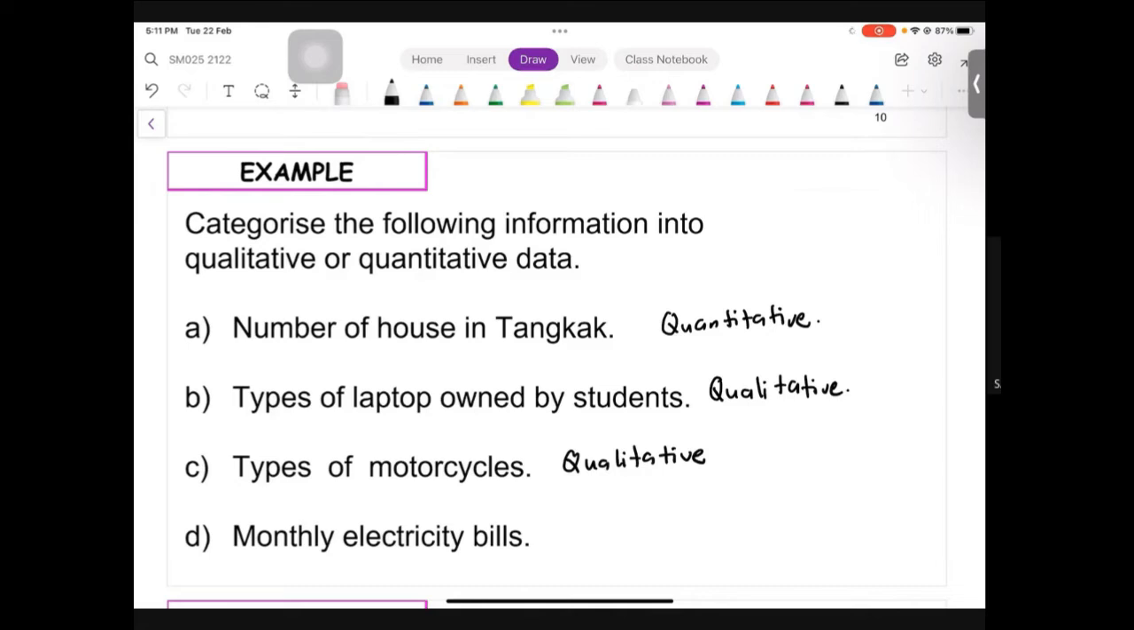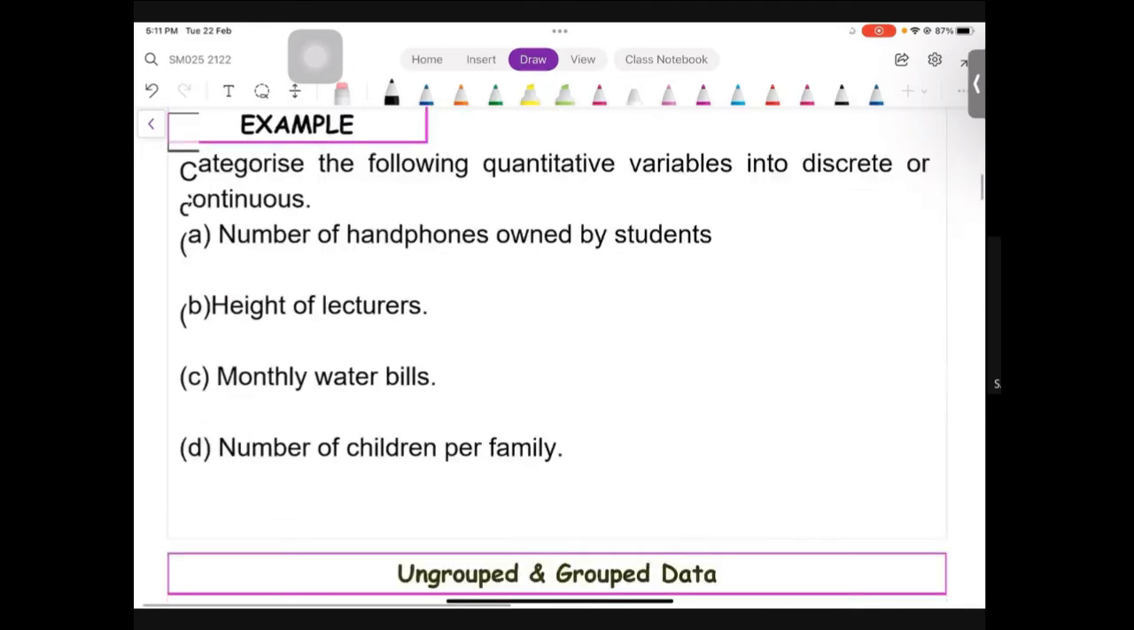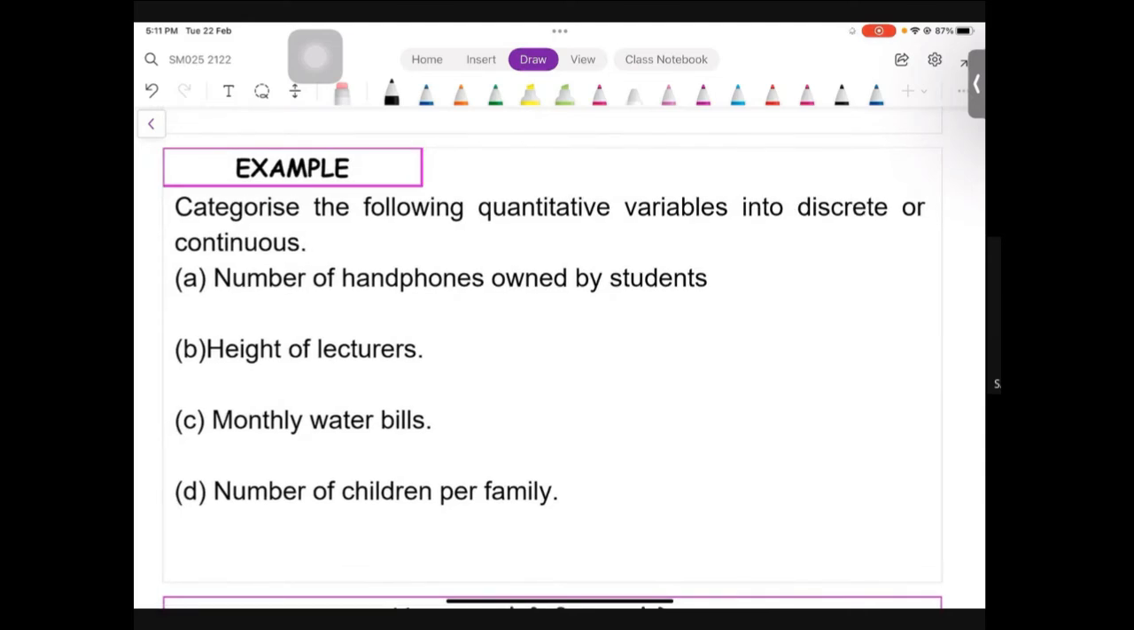Okay, and then last one, monthly electrical bills. So, this would be quantitative. Awak nak kena tahu numerical value kan. Kita nak tahu berapa bil ujung bulan ni baru kita boleh bayar. Dia bukan jenis-jenis bil lah. Dia memang bil elektrik. So kita kena tahu berapa bil tu. That would be quantitative. Okay, settle. Moving on, categorize the following quantitative into discrete or continuous.